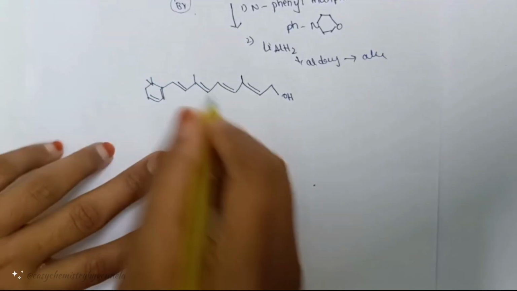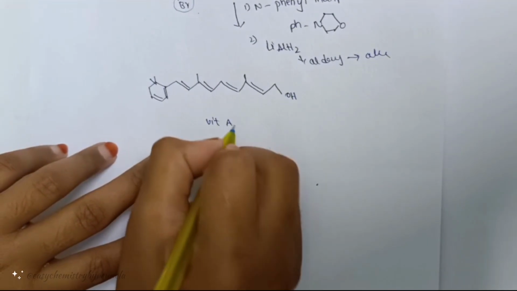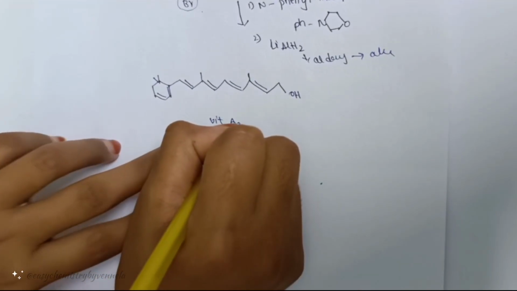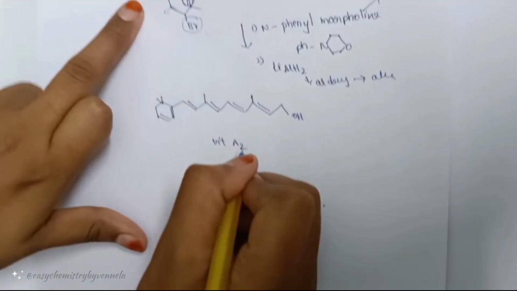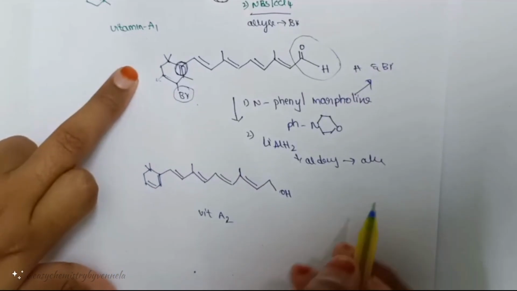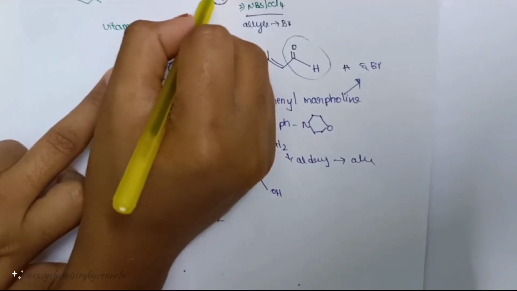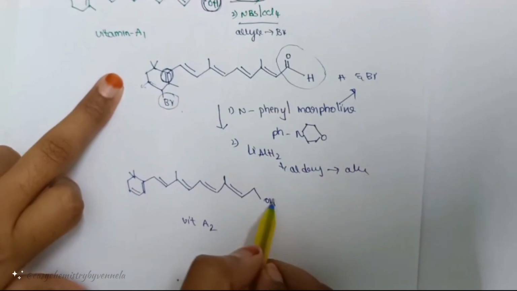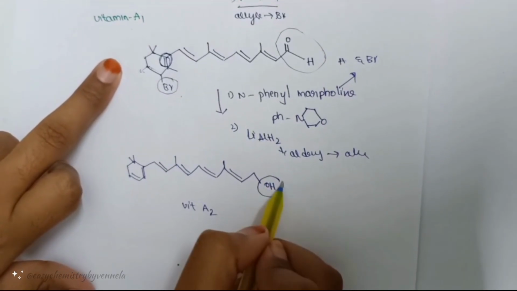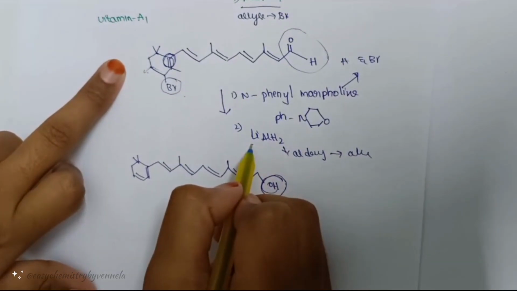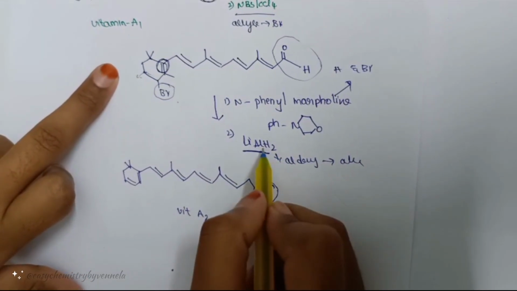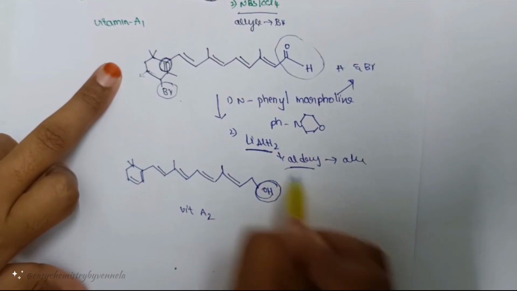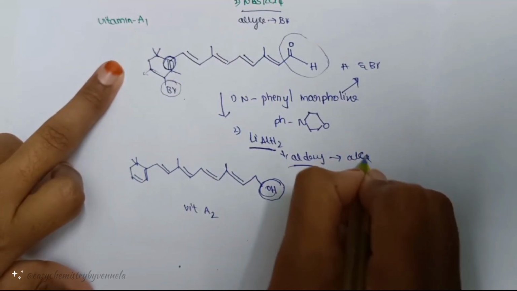This is vitamin A2. Vitamin A2 is formed from vitamin A1. Before, a hydroxy group is there. After, finally also a hydroxy group by using the reagent LiAlH4. With LiAlH4, aldehydes can convert into alcohol.